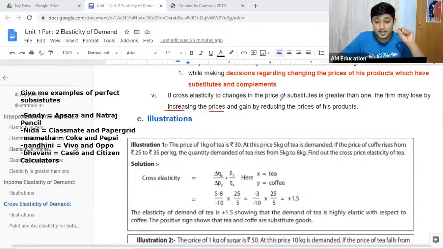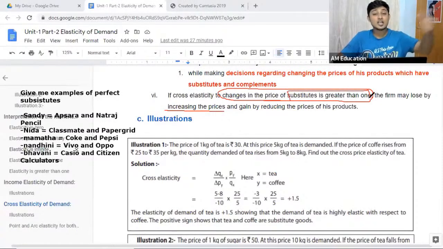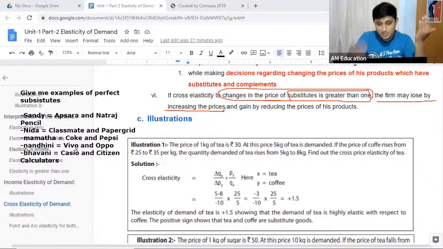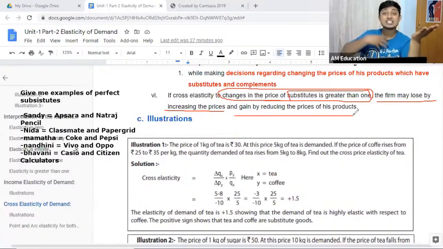If you have a substitute with whom your cross elasticity is greater than 1, the firm may lose by increasing its prices, because this is a substitute. You are increasing your prices, what will happen? Your sales will go down. So that's why he's telling the firm will lose by increasing prices, because as you increase your price, the demand for your substitute increases, and gain by reducing the price of its products.